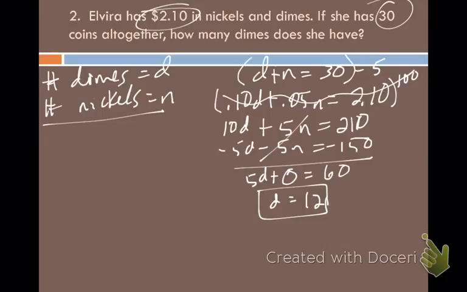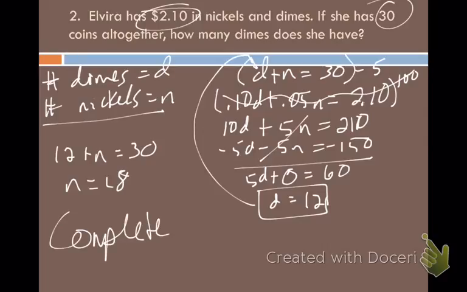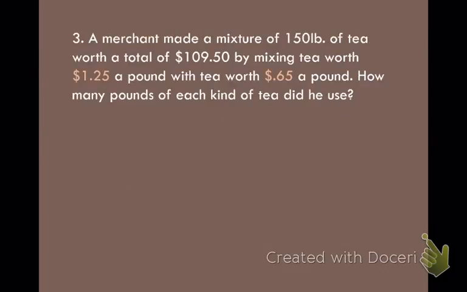How many nickels do we have? We'll take d, substitute it in here for this d. And so we get 12 plus n equals 30. Subtract 12 and get 18. So in a complete sentence, we would say that apparently she has 12 dimes, which we could have stopped there. It only asked for how many dimes she had. Okay? So apparently Elvira had 12 dimes.